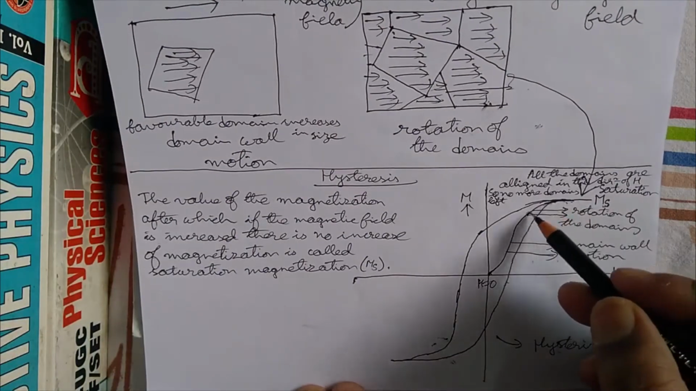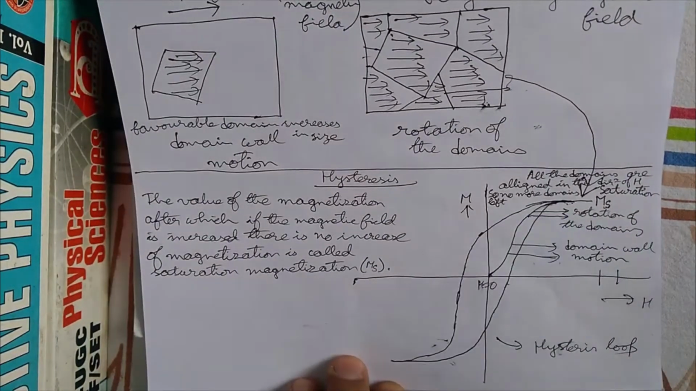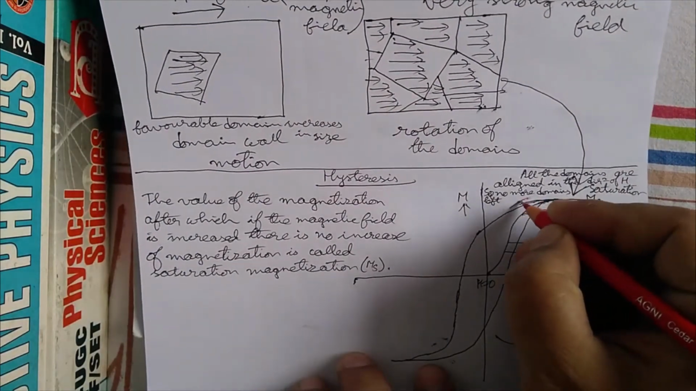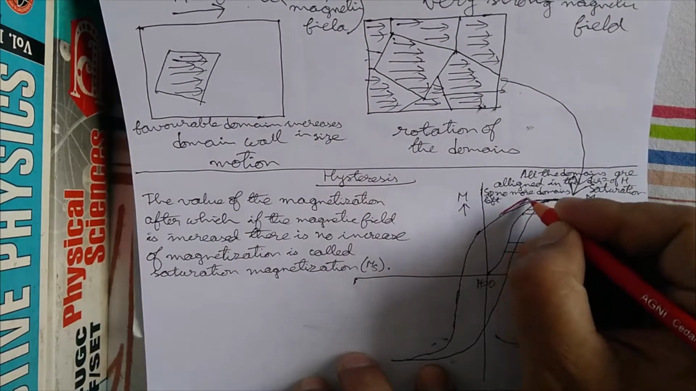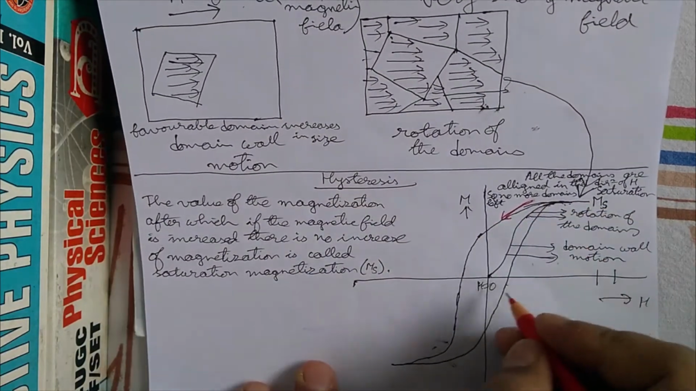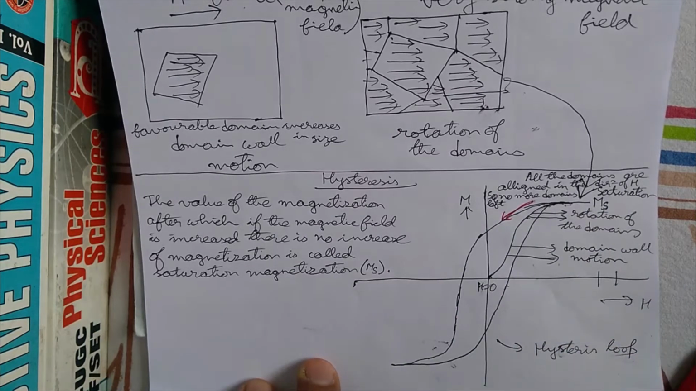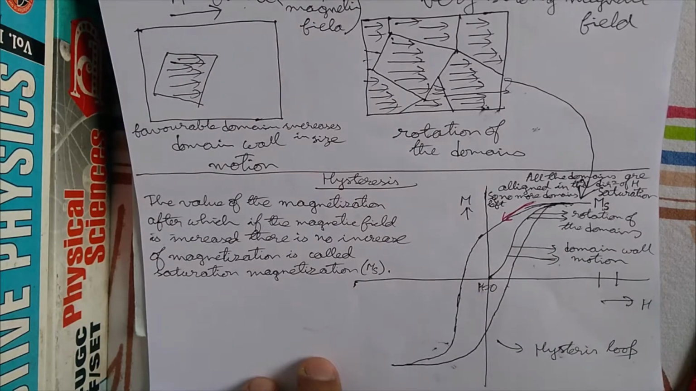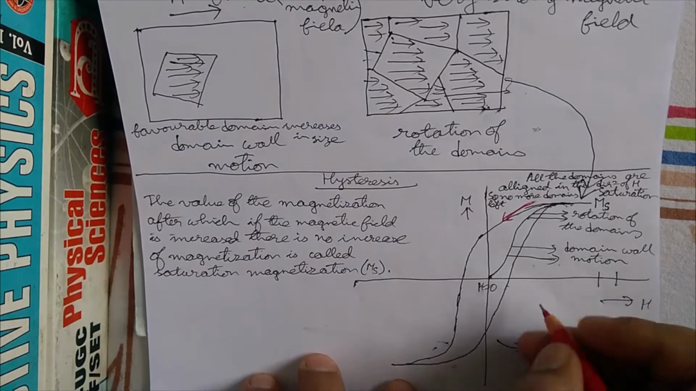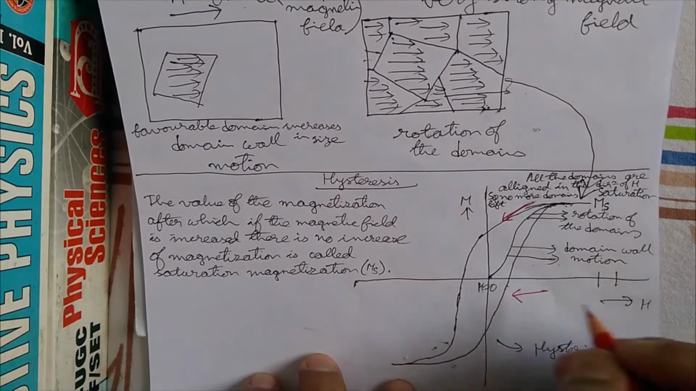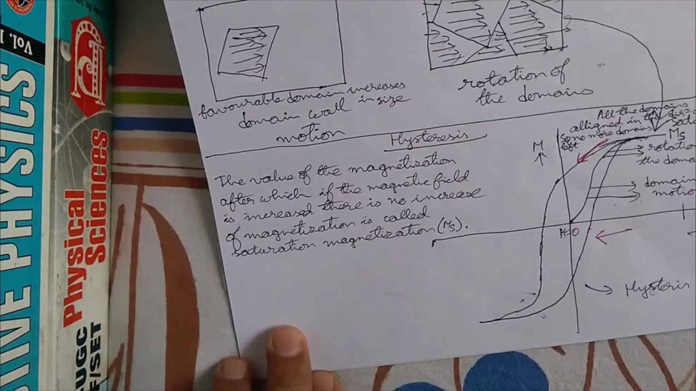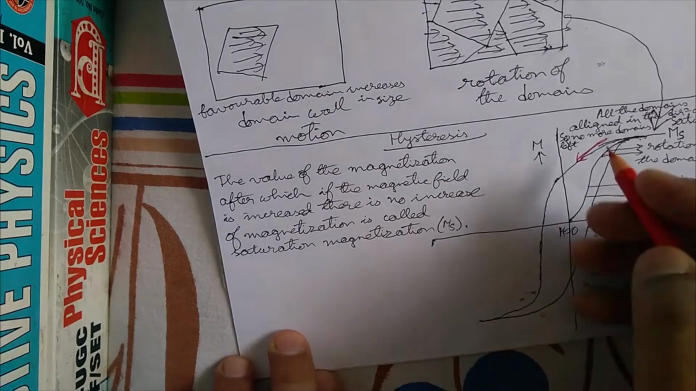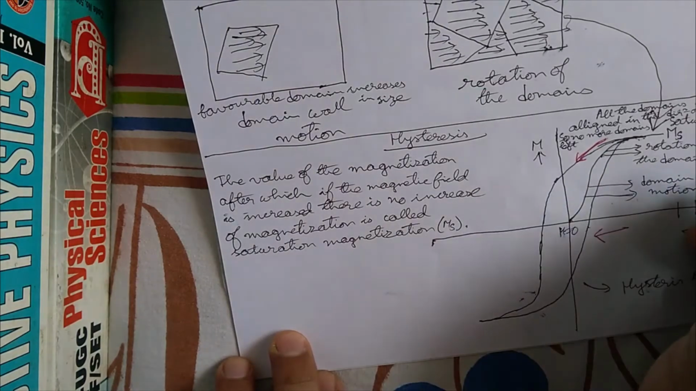Now you are decreasing the magnetic field, in this direction. If you decrease the magnetic field, the magnetization will also decrease definitely. You are decreasing the magnetic field in this direction, in the opposite direction. So now what will happen? If you decrease the magnetic field, magnetization will gradually decrease.